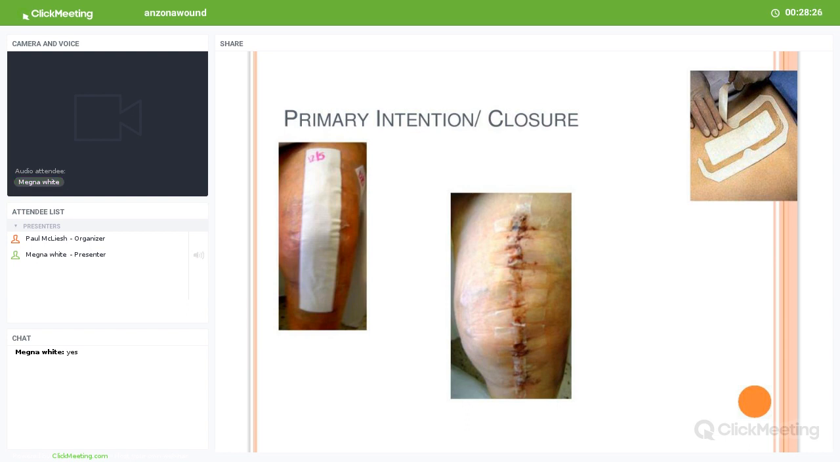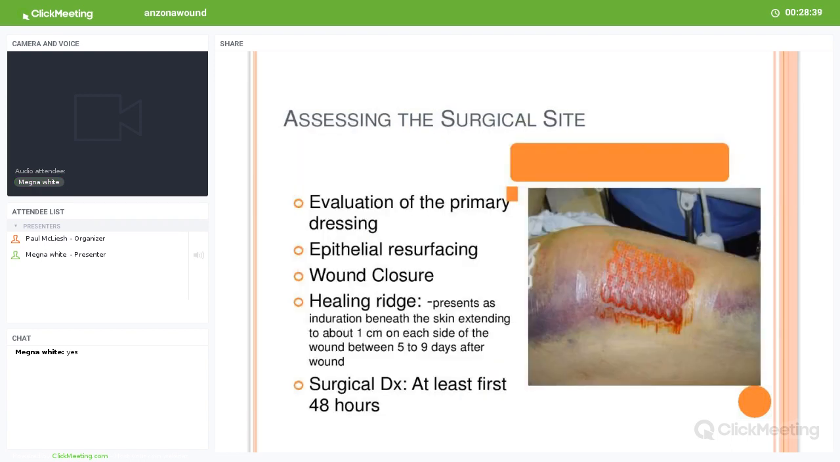But again, keeping them covered. Some facilities will reduce the dressings at 2 days and leave them exposed. Others will keep them longer. Again, there's not a lot of literature to support either side.